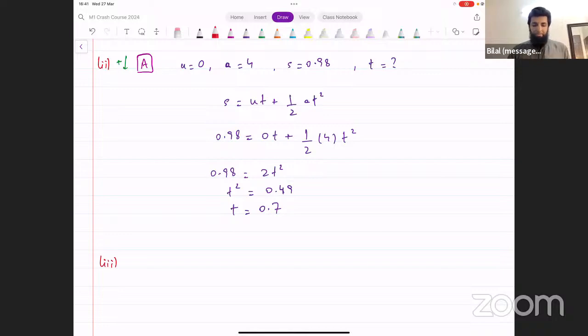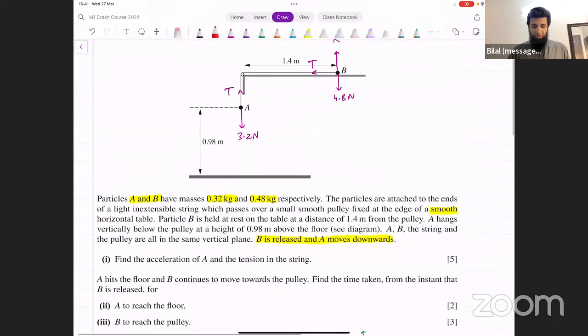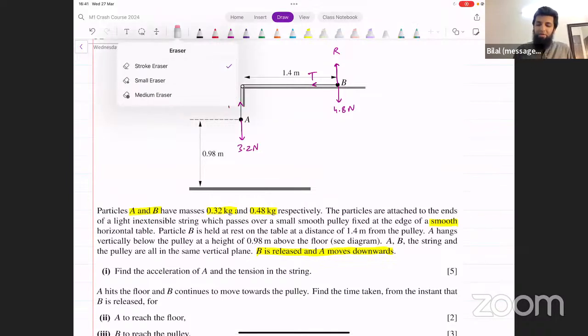Okay. Now let's consider the third part. Now it says find the time taken for B to reach the pulley. Now B is moving towards the left side. At some point, it's going to reach the pulley. How much distance does it have to travel for that? 1.4 meters. Okay. So it's going to take 1.4 meters for B to go towards the left side and reach the pulley.